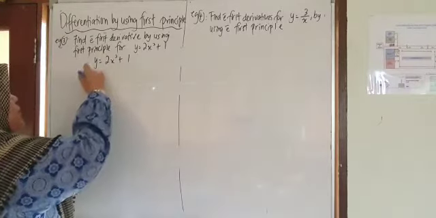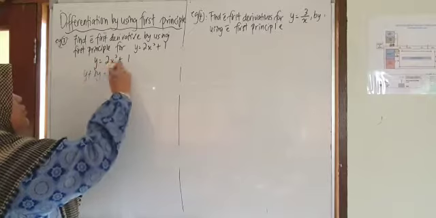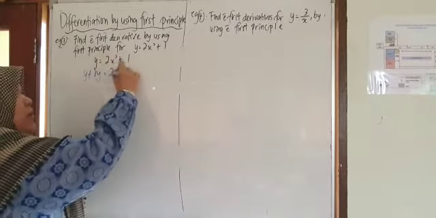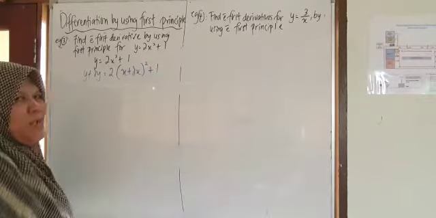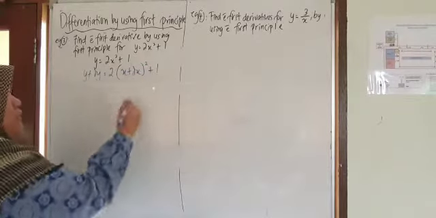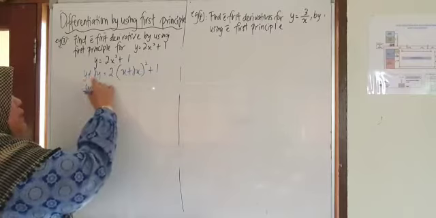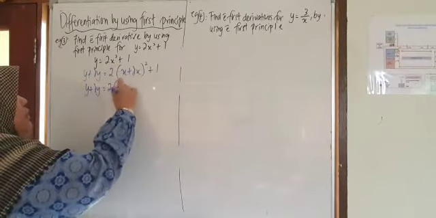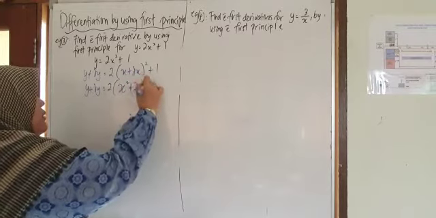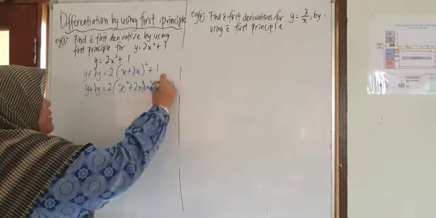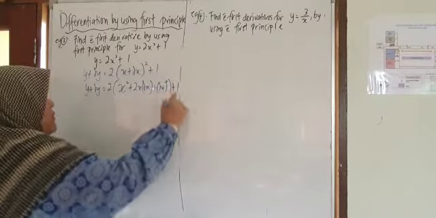So y plus delta y is equal to 2, okay, this is x squared, therefore x plus delta x squared plus 1. So, of course, expand y plus delta y. So 2, expand, we have x squared plus 2x delta x plus delta x squared plus 1.